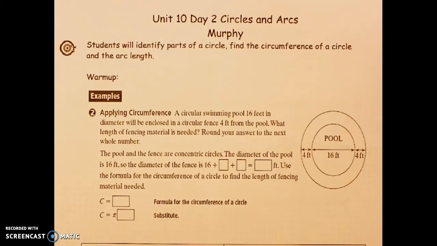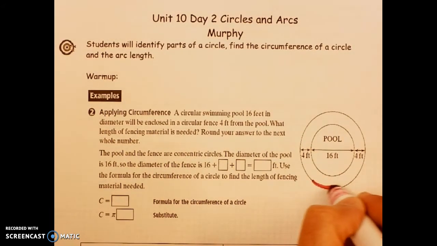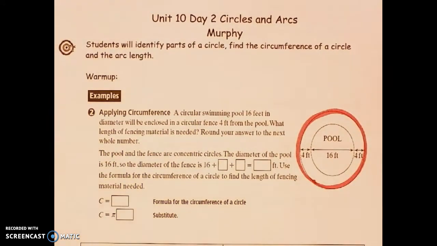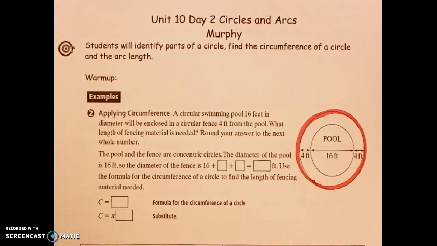It says, what length of fencing material is needed? So you've got your pool, and then it says, will be enclosed in a circular fence 4 feet from the pool. What will be the length of fencing material needed? So if you can envision, what we're really doing is we're looking for the fencing for that part right there. So you need to think about, does that imply area or circumference? Well, the distance around would be circumference.